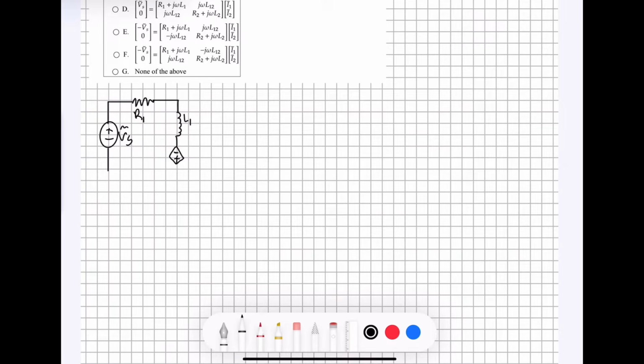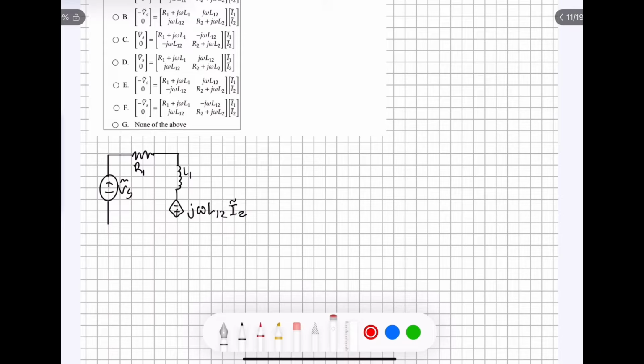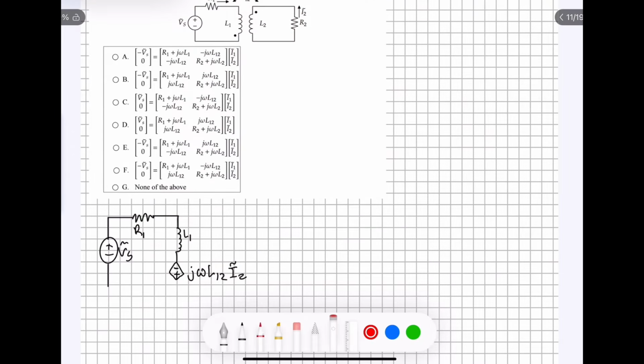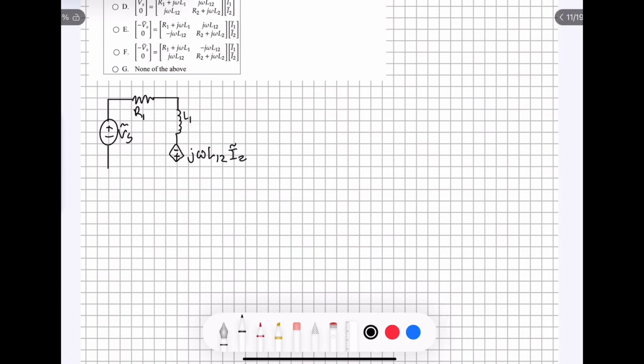The equation for the voltage that is coming out of the source is going to be J omega L12 multiplied by the current of the other circuit. So this is a dependent voltage source, and it's dependent on the current in the other circuit over here, not on the current in this circuit. And it's also dependent on the inductance right there, L12. All right, now we can connect this circuit back like this.